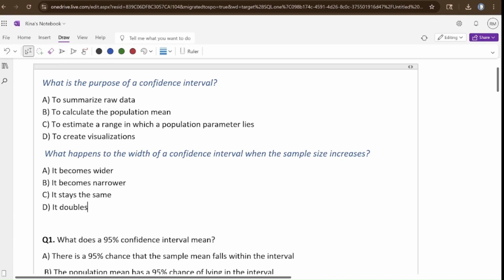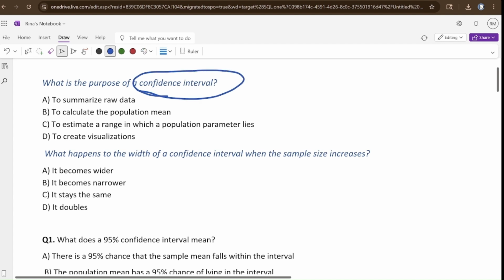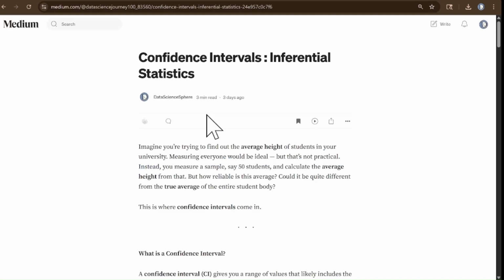Hi everyone, welcome back. Today we are going to discuss questions from confidence interval. But before that, let me give you a small recap. First, understand what is confidence interval.